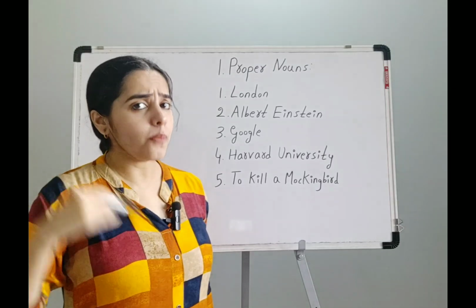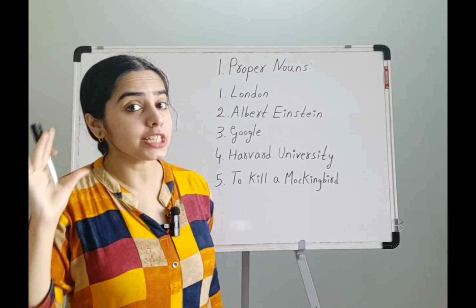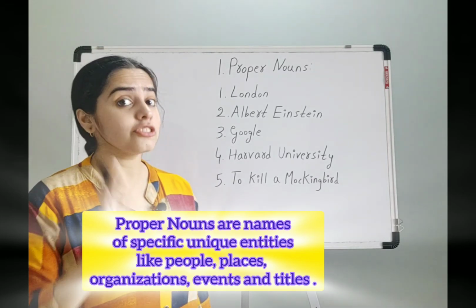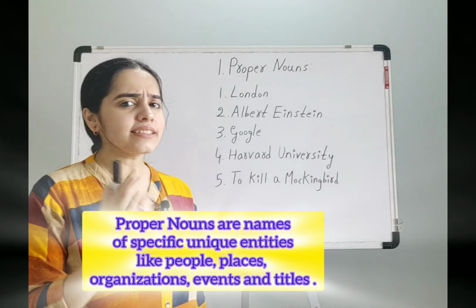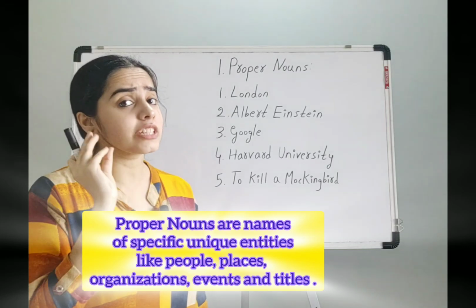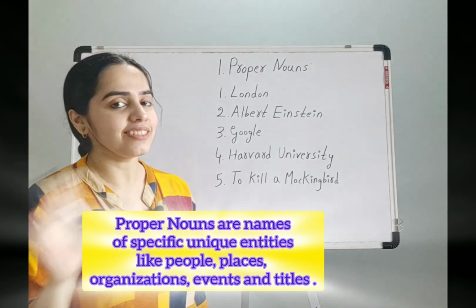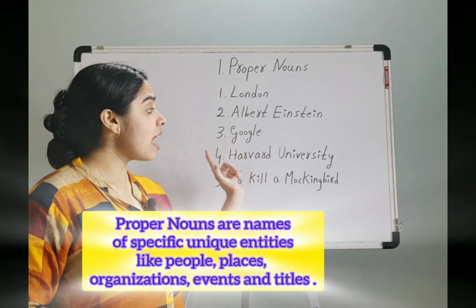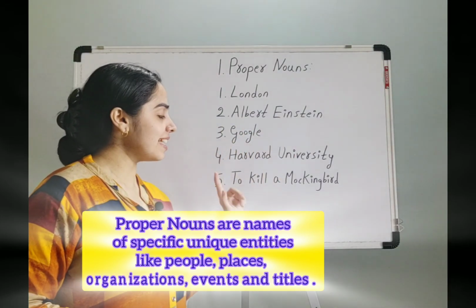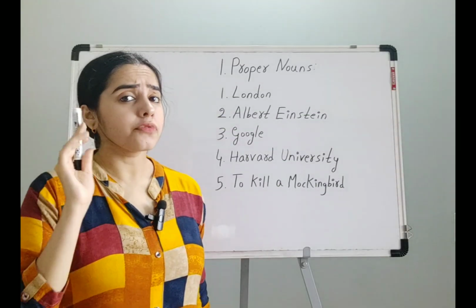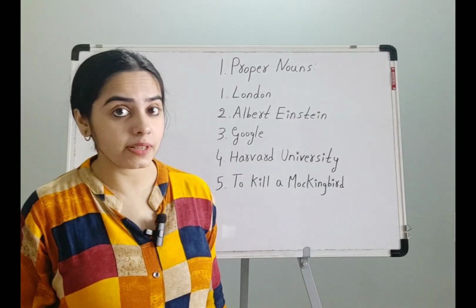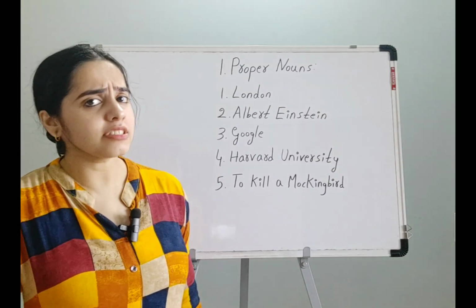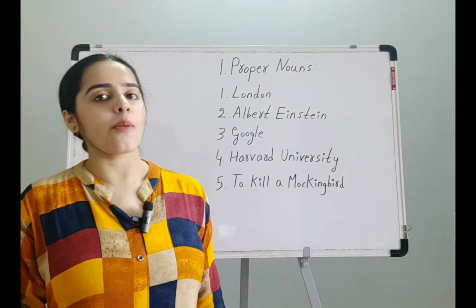Proper nouns. Proper nouns are names of specific unique entities such as people, places, organizations, events and titles. Let us take a few examples so that you get a clear understanding of what are proper nouns. London, Albert Einstein, Google, Harvard University, To Kill a Mockingbird. London. We are talking about one specific place, that is London. Hence it is proper noun. If we just say places, then it is common noun.